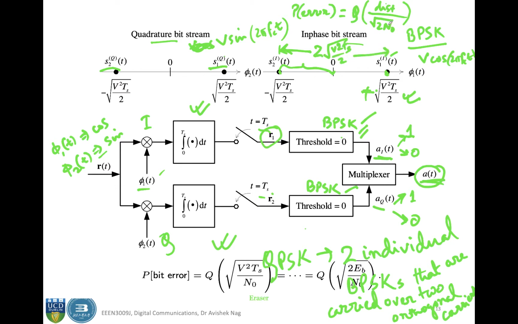Okay, and if you put this in this formula, then you will get Q of the square root of v square Ts by n0. So the probability of bit error intuitively is basically the probability of error due to any one of these BPSKs which are making this QPSK, and that bit error is this, which simplifies to this. So probability of bit error.